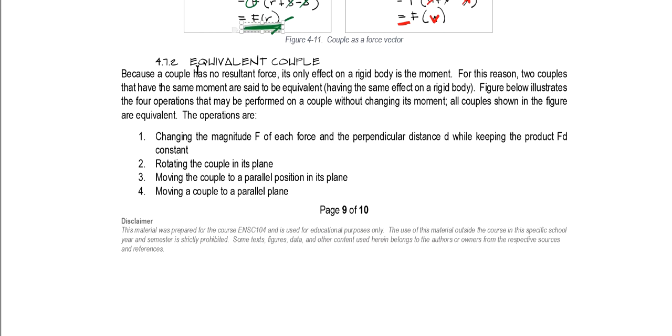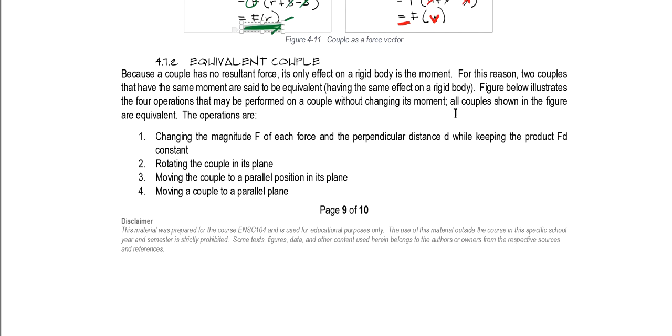So okay, let us proceed to the next, which is regarding the equivalent couple. According to this, because a couple has no resultant, as we have discussed, its only effect on a rigid body is the moment. So the force couple only gives the moment to the body, or the rotation effect to the body.